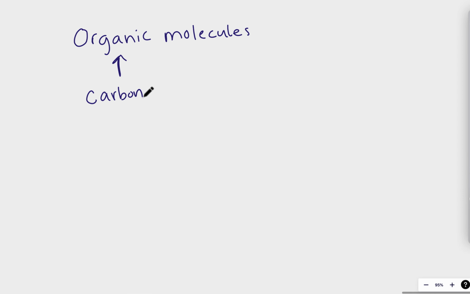Living organisms are made of what we call organic molecules. And organic means that it's carbon-based. Carbon is an element. We can also think of carbons as atoms, the smallest unit of matter.